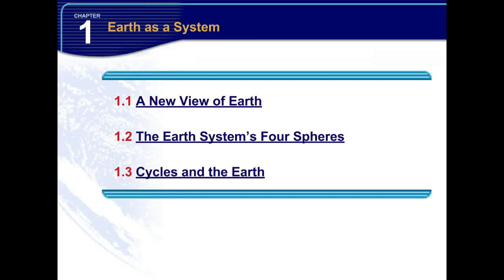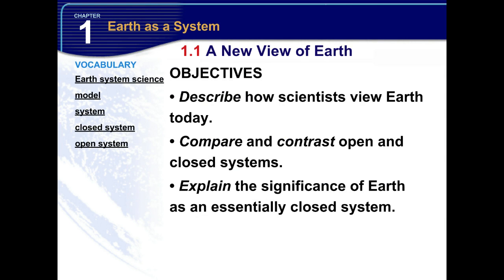This will be Chapter 1, Earth as a System. We have three sections: 1.1, A New View of Earth; 1.2, The Earth System's Four Spheres; and 1.3, Cycles in the Earth. Anytime we begin a section, there will be a vocabulary list on the left. Those will appear on every slide in that section.